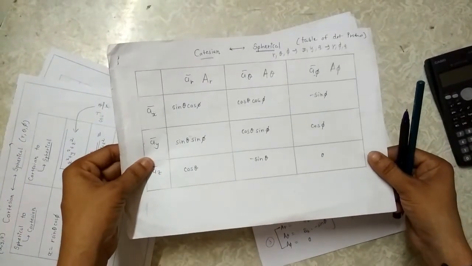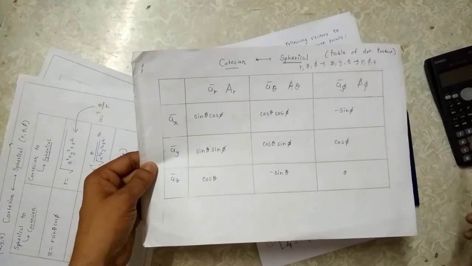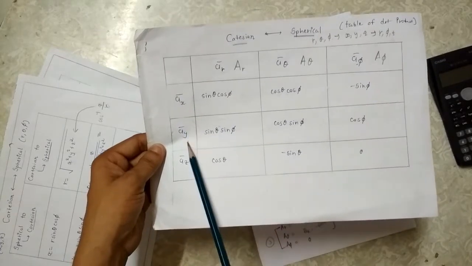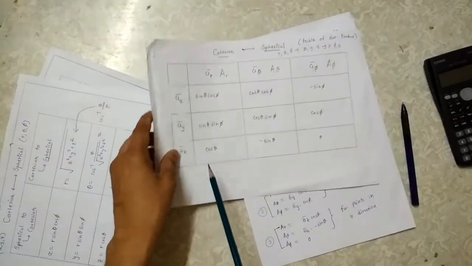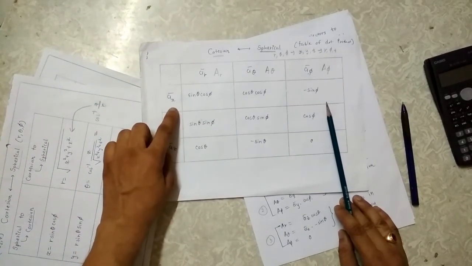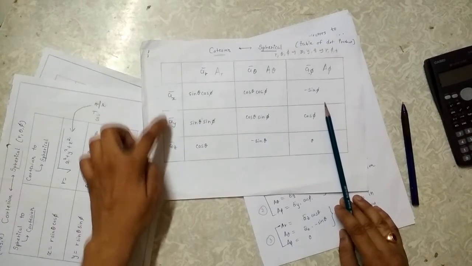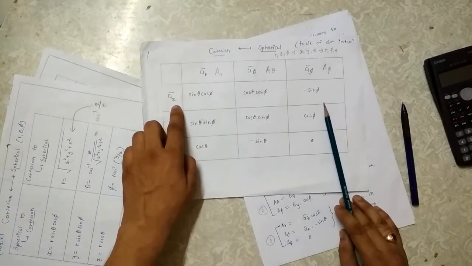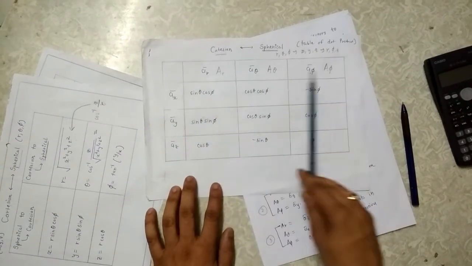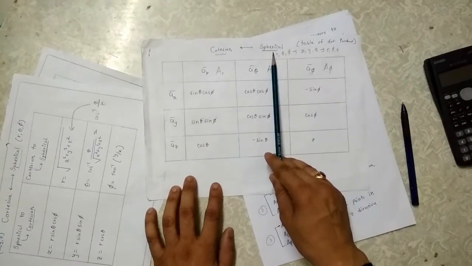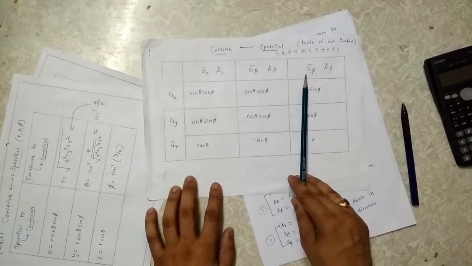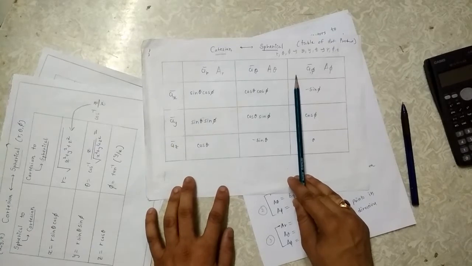For that we will use this table. In this table, just concentrate, we have a column of ax, ay and az. That means we have the Cartesian directions: unit vectors ax, ay and az, the unit direction of x, y and z, and one row of spherical unit vectors: the unit vector of r, the unit vector of theta and the unit vector of phi. So how will we use this table?